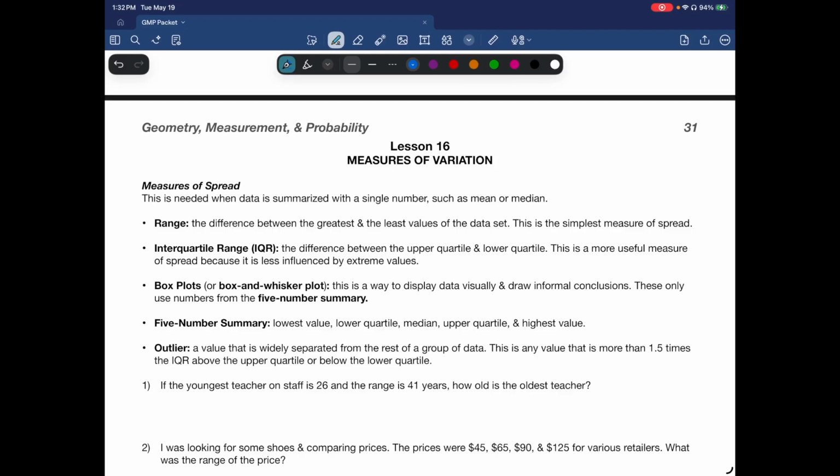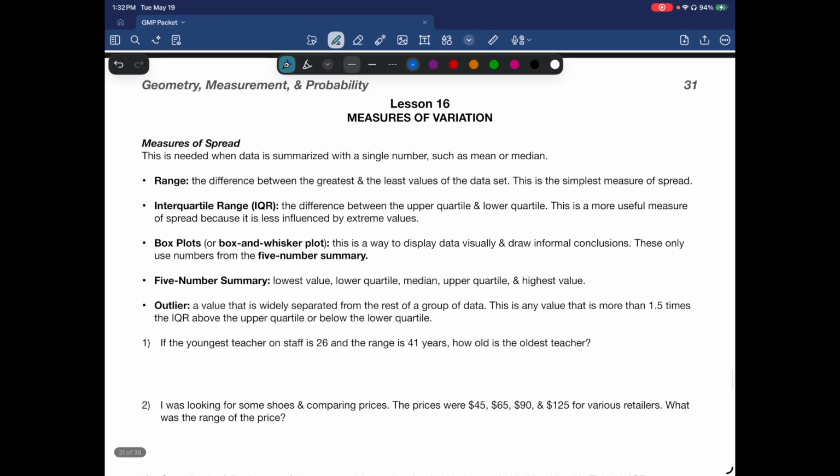This is needed when the data is summarized with a single number, such as mean or median. The range is the difference between the greatest value and the lowest value. This is the simplest measure of spread. The interquartile range is the difference between the upper quartile and the lower quartile, and we'll talk about what those are in a minute. These are more useful measures of the spread because it's less influenced by the extreme values.